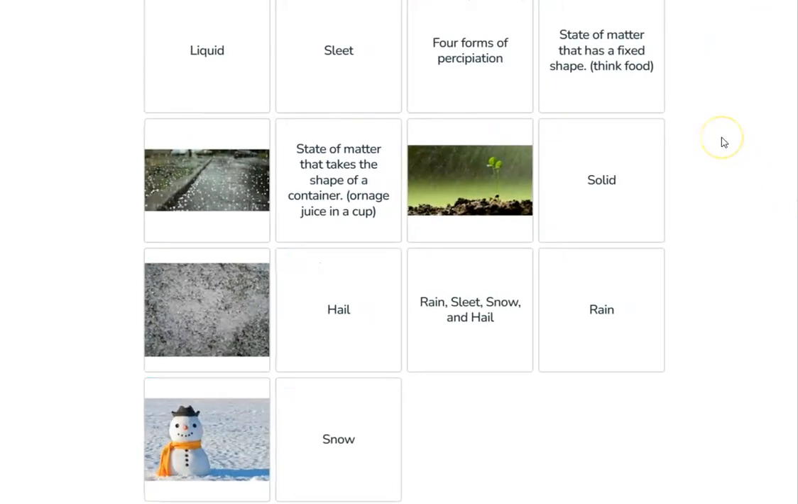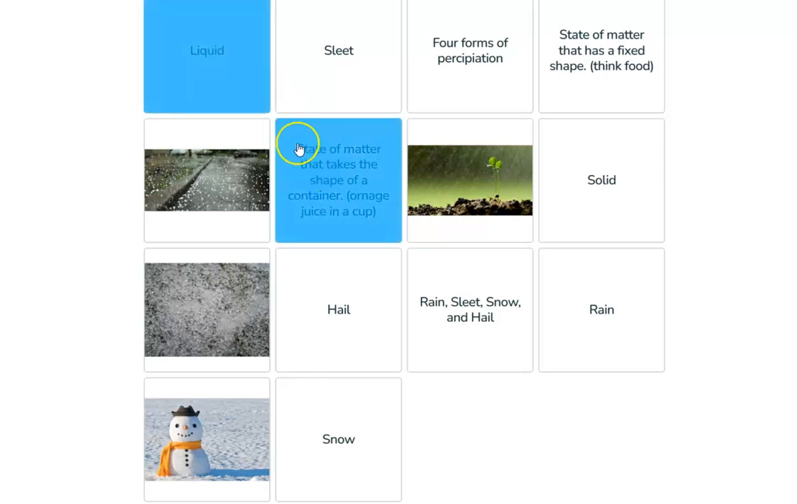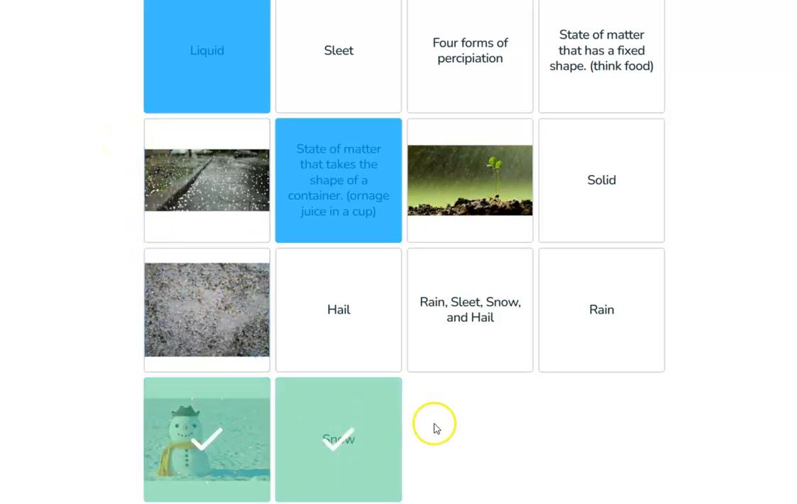And for my last activity, this is pretty much my wrap-up of the lesson. This is a matching activity where students will get to choose and learn about the forms of precipitation as well as the states of matter. So for example, they may click liquid, and if they remember from the video, this is a state of matter that takes the shape of a container, and it'll show just like it did before whether the student got it correct or not. And here are some pictures like snow, snowmen, that students can remember whenever they learn about this topic.